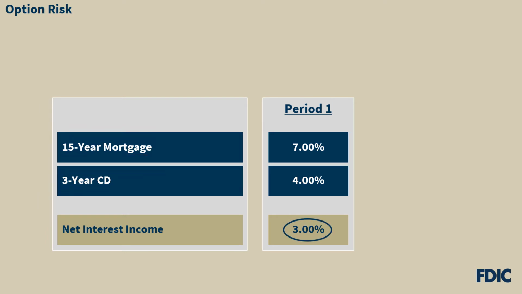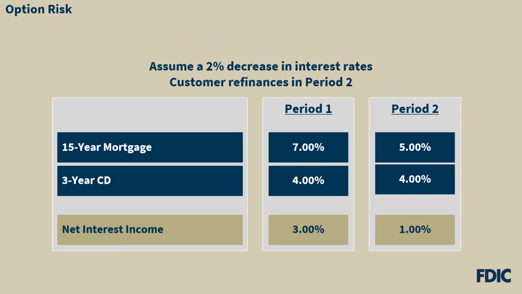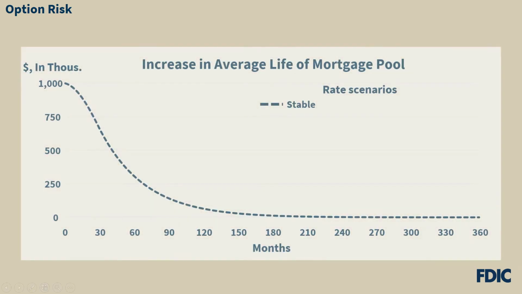However, what happens when general mortgage rates decline in period 2? Let's assume that interest rates decline by 2%. Our mortgage customer refinances or prepays their mortgage and is now paying 5% versus 7% in period 1. Assuming the bank is able to keep this customer, it's now earning a much lower yield on the asset while still paying the same rate for the time deposit. As a result, the spread in period 2 has declined from 3% to 1%. Let's review another example.